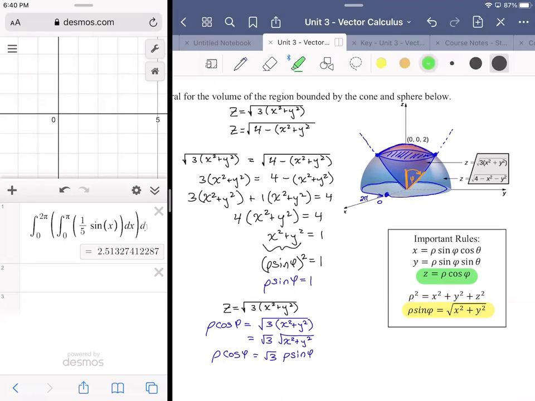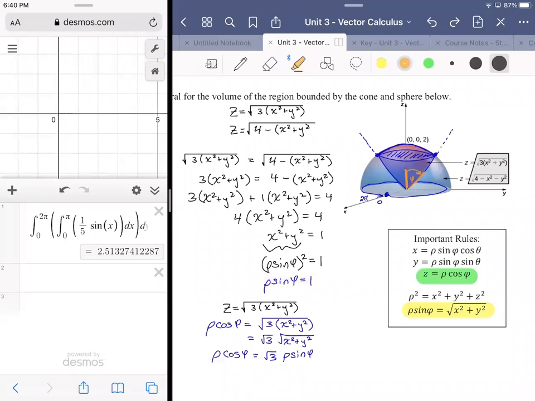So I have a substitution that I could use. Rho sine of phi is equal to 1, in which case I would be looking at rho cosine of phi is equal to radical 3. All right, so I could do that. That would be helpful, I guess, but it's still an equation with two variables.